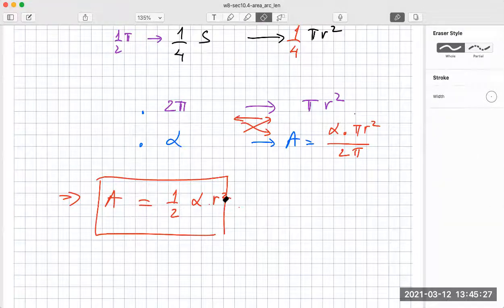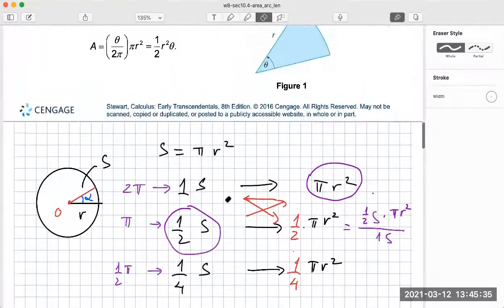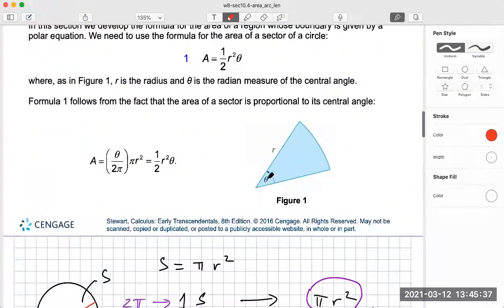Okay, if you don't remember this formula, you can do it yourself, make some arguments to find this area. So that is the formula you see here in the first slice, where the angle here, we call it theta. Okay, are we good?